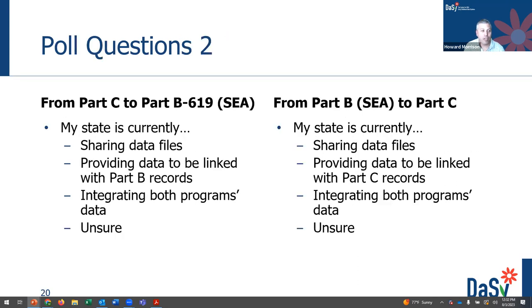Okay, so we're going to go on to two quick poll questions. Now that we've reviewed those discussions, definitions and approaches, we just want to get some insight on where you all are with respect to data sharing, data linking, and data integration. Our first poll is around Part C to Part B 619 SEA, and then Part B SEA to Part C, indicating if your state is currently sharing data files, providing data to be linked with Part B records, integrating both programs' data, or unsure. These should both come up together, and we can then review those results.